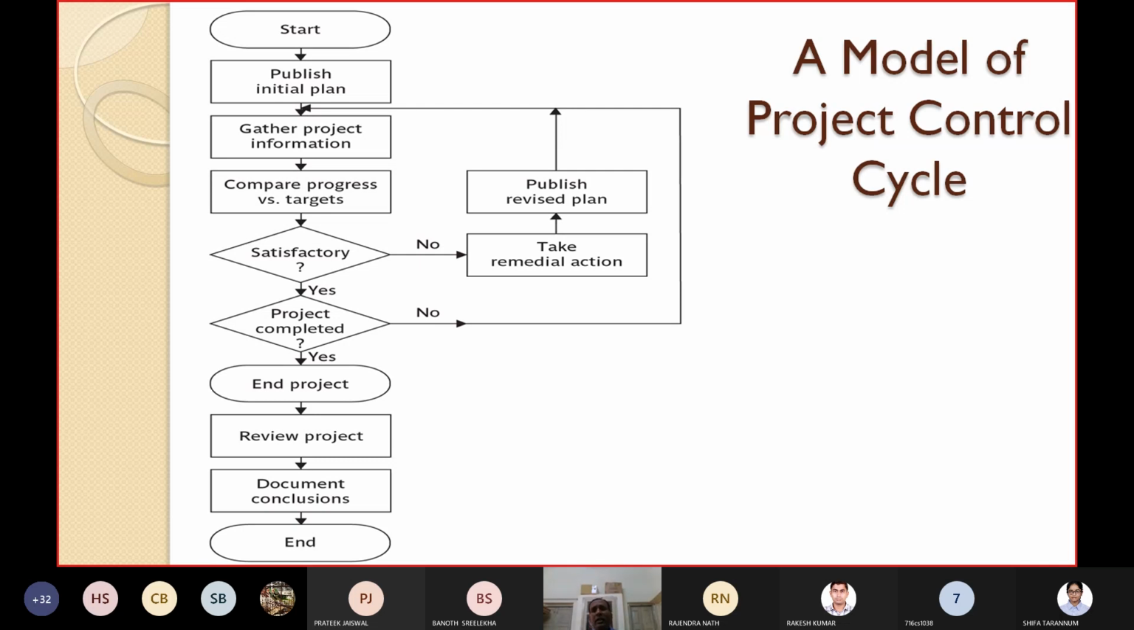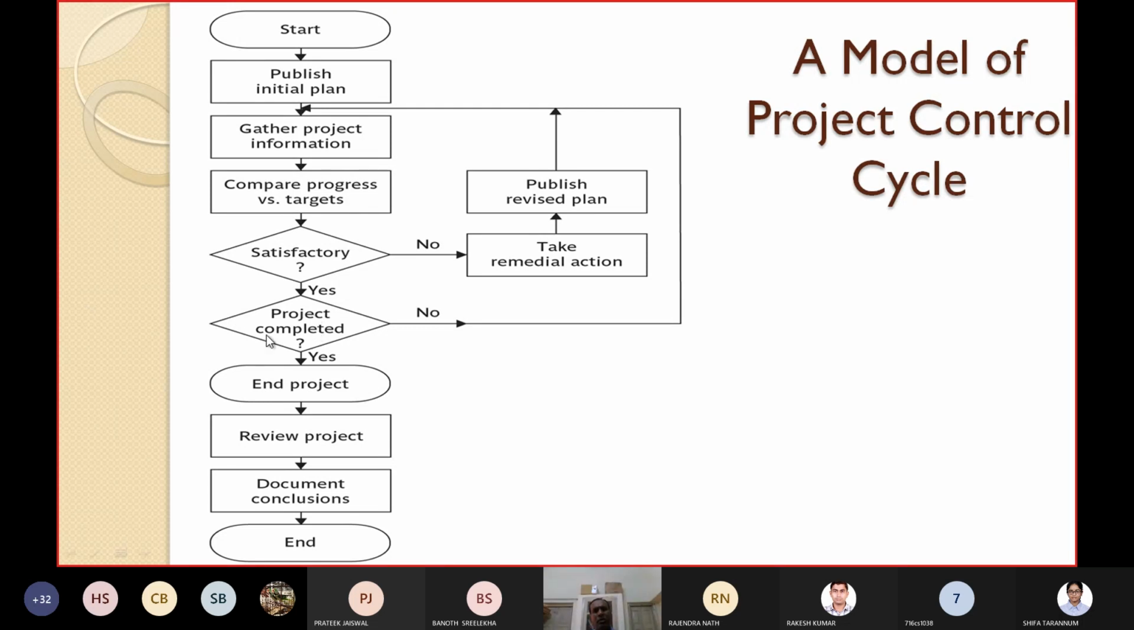How does the project control cycle work? First you publish the initial plan. What is your initial plan regarding the project? You publish it. Then you gather project information. Then you compare the progress versus the targets. What is the target you have set and actually how are you moving? Then you see the output, whether it is satisfactory, whether you are progressing as per your plan and can meet the target. If it is satisfactory, go to the next step.